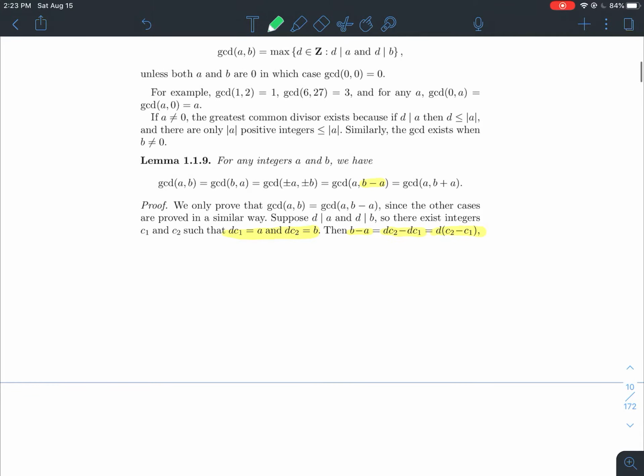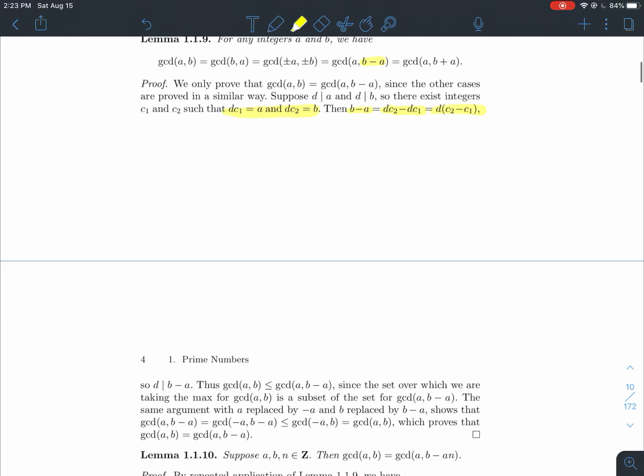Now let's recap a little bit. We just showed that any number D that divides both A and B also has to divide B minus A. So any number D that divides both A and B also divides B minus A. So in particular, the greatest common divisor of A and B, which is such a D, has to divide B minus A also. So what can we say then? Well, the greatest common divisor of A and B, which could be that D, has to be less than or equal to the greatest common divisor of A and B minus A. So in particular, all common divisors of A and B have to be common divisors of A and B minus A.